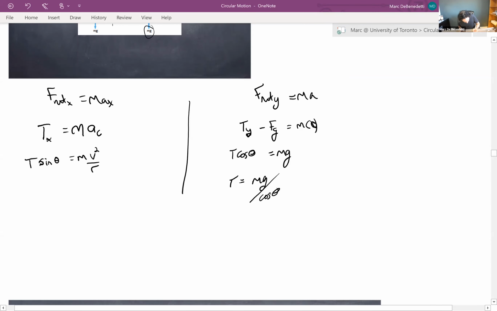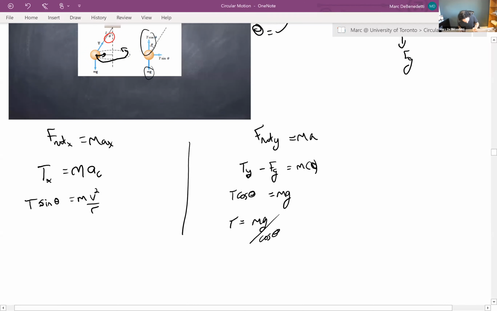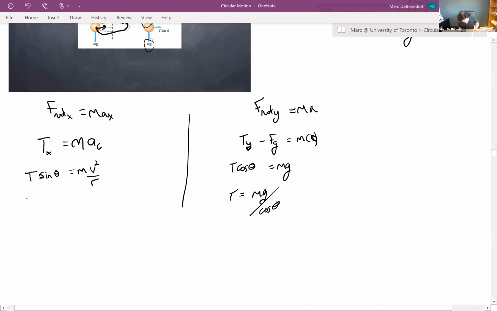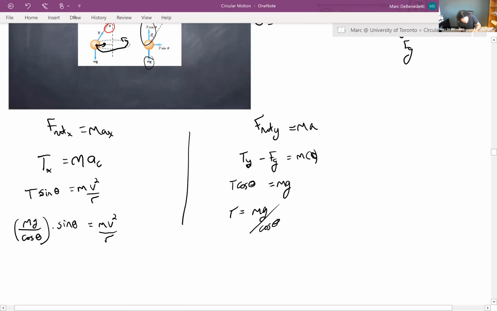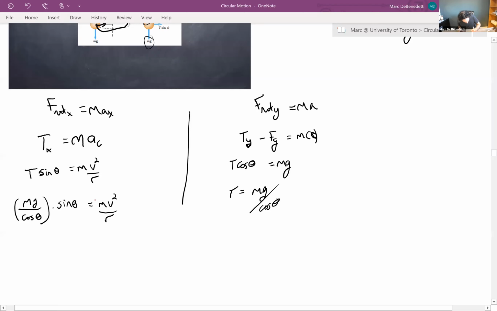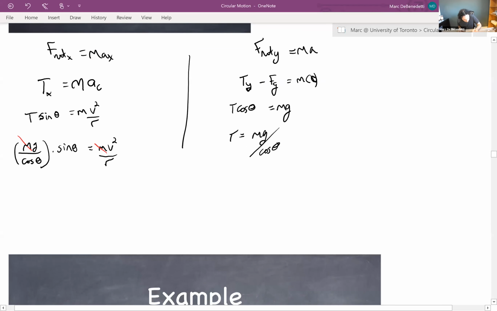So going over here, do we need tension? What do we want? We want speed. Okay, so I can eliminate tension. Tension is mg divided by cos theta, multiplied by sine theta, equals mv squared over r. Do we have m? Oh, we have m. Oh look, we don't even need m. That's cool. The m's cancel. So even though we're given m, we don't actually need m. That's kind of fun.